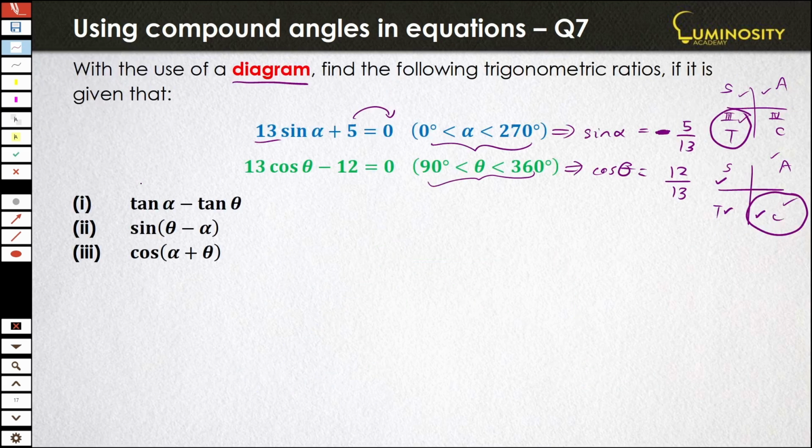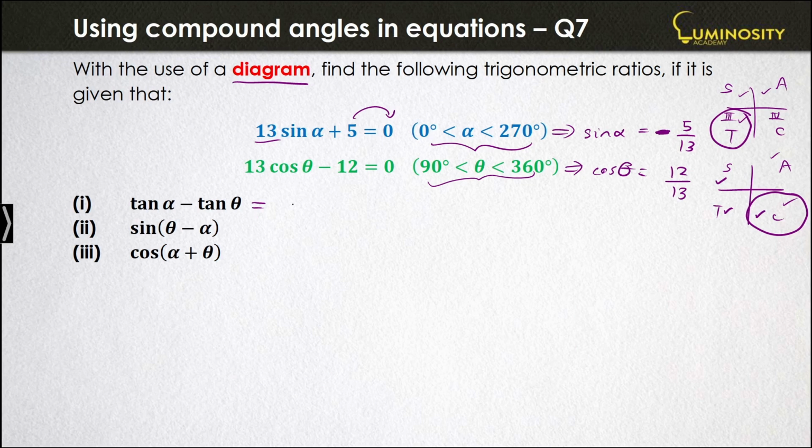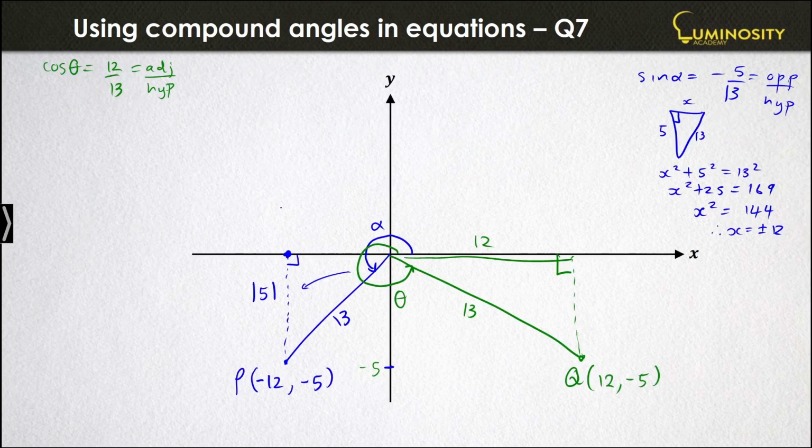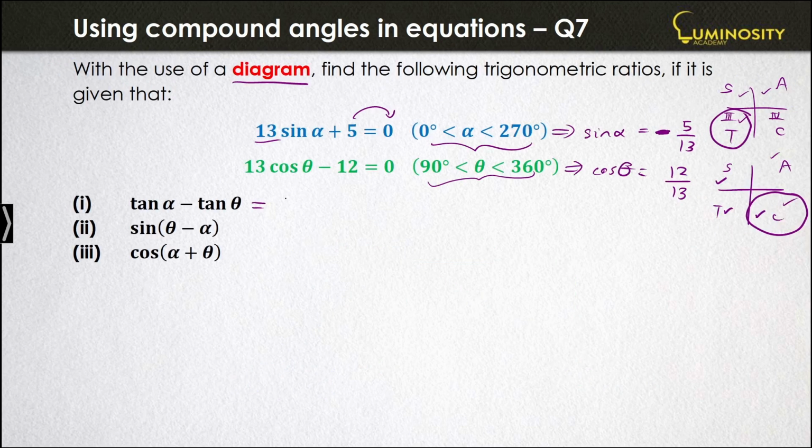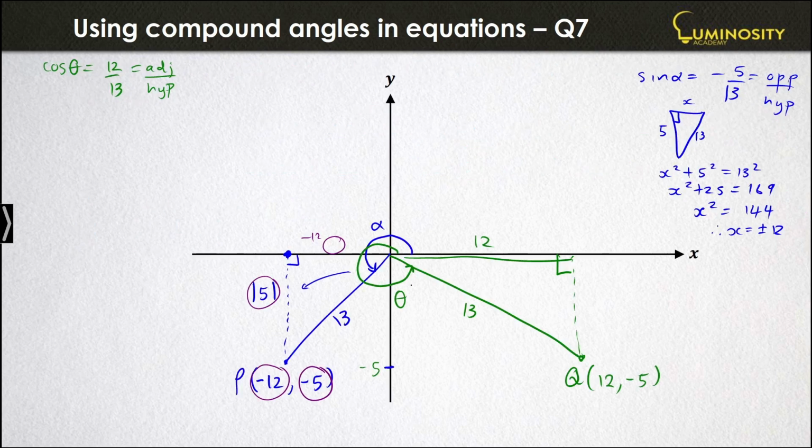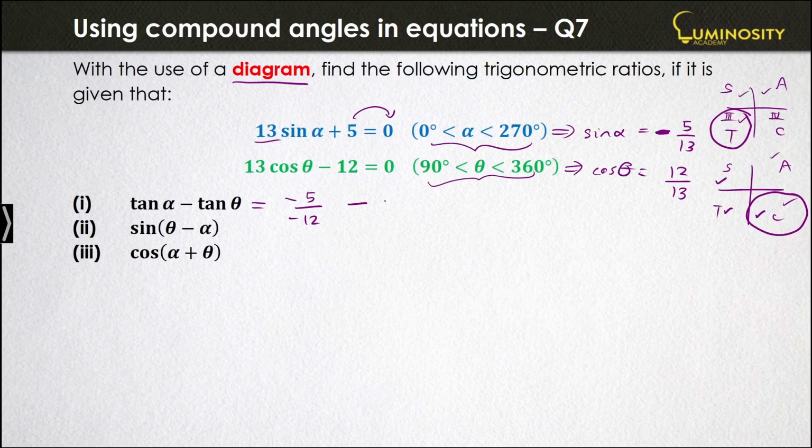So now we want tan alpha minus tan theta. So what is tan alpha? Let's go back to the diagram here. So tan of alpha is going to be opposite over adjacent. So the opposite side is negative 5, and the adjacent side is negative 12. So opposite over adjacent, negative 5 over negative 12. Minus tan of theta. So again, theta is going to be opposite, negative 5, over adjacent, positive 12. So minus negative 5 over positive 12.